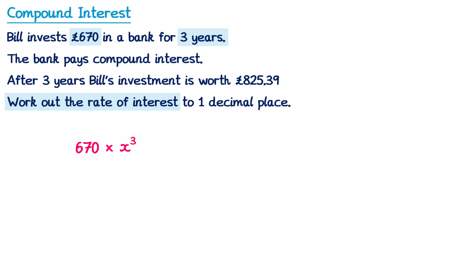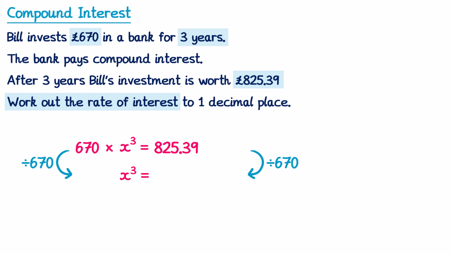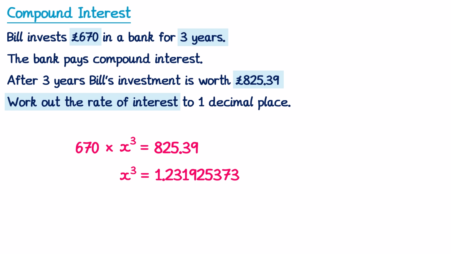We are also told the value of the investment after these 3 years. It's £825.39. So this calculation must equal that number. So we have another equation to solve here. To solve this, I would start by dividing both sides by 670. On the left hand side, the 670 will therefore cancel, so we've just got x to the power 3. On the right hand side, we'll need to do 825.39 divided by 670, which will give you this number here. Then, since we have x to the power 3 equals this number, we will have to cube root both sides.